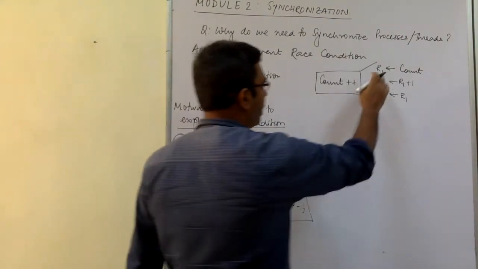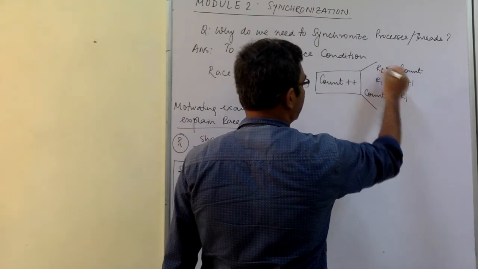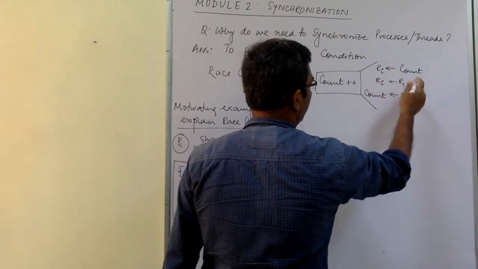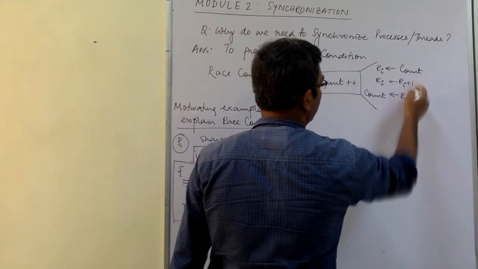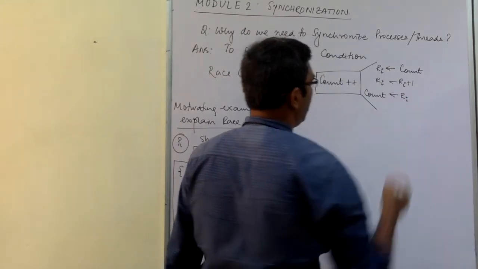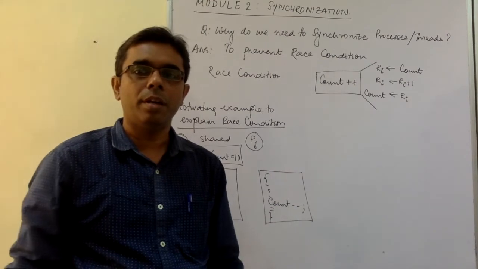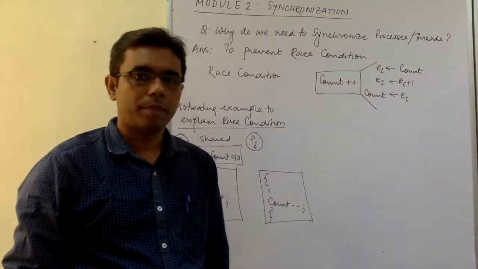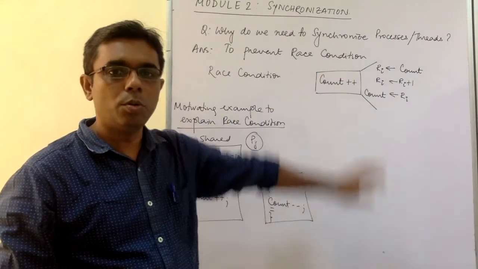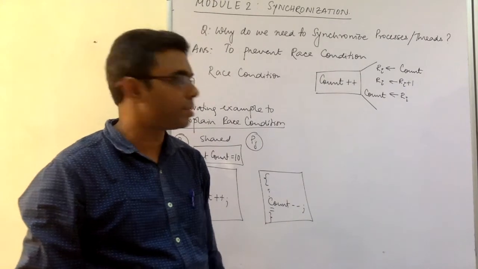So let's call it Ri. Ri is some temporary variable, so your arithmetic operation related to the increment will actually be happening on the temporary variable called Ri. And this is what you do in case you have count plus plus.